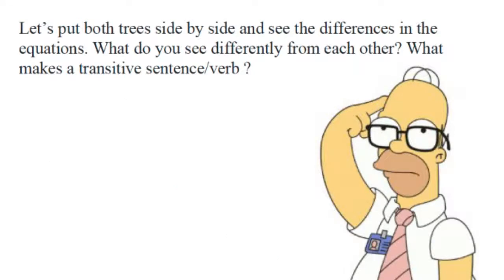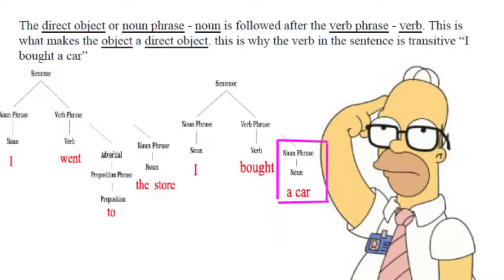Let's put both trees side by side and see the difference in the equation. What do you see differently from each other? What makes a transitive sentence verb? The object, or noun phrase, noun, is followed right after the verb phrase or the verb. This is what makes the object a direct object. This is why the verb in the sentence is transitive.